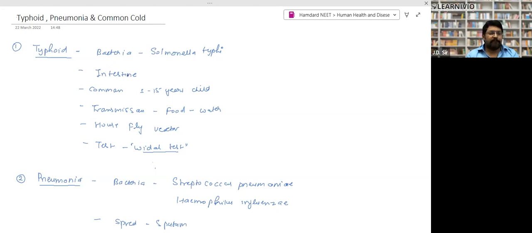The bacteria Salmonella typhi is responsible for this disease. It infects the small intestine. That also you need to remember. It is common in children from 1 to 15 years old. It is transmitted through food and water. The housefly is a vector which carries the pathogen, and the test which is conducted for it is called the Vidal test. So the Vidal test is the test for this. Got it? The Vidal test has been asked a number of times.